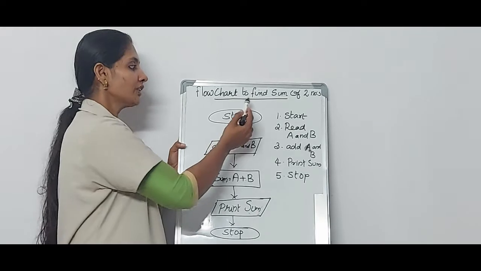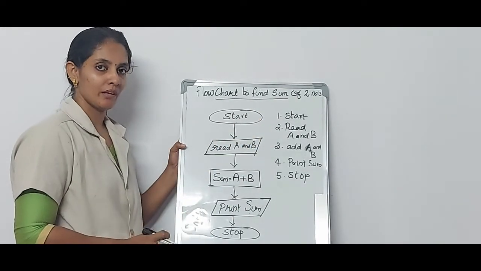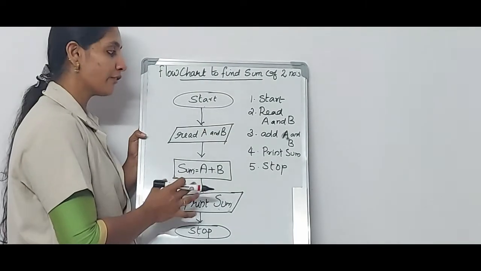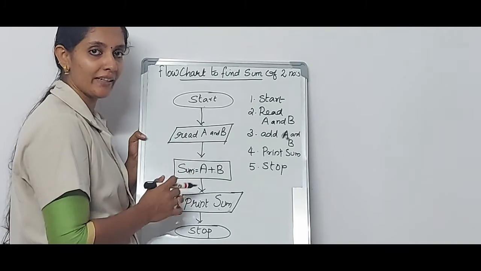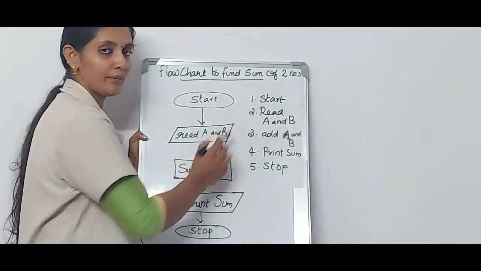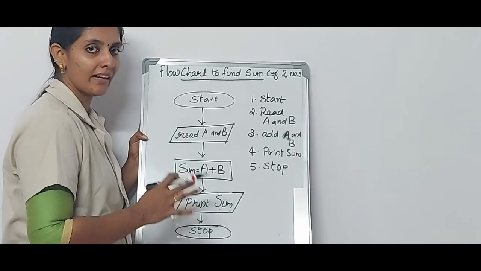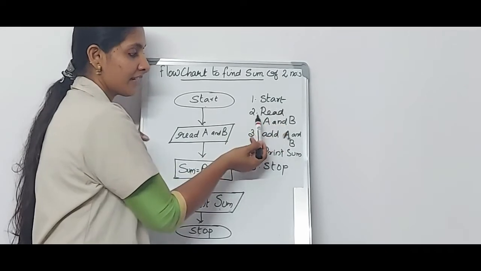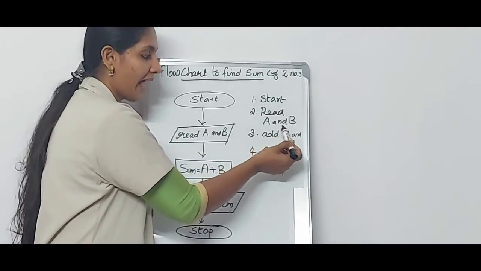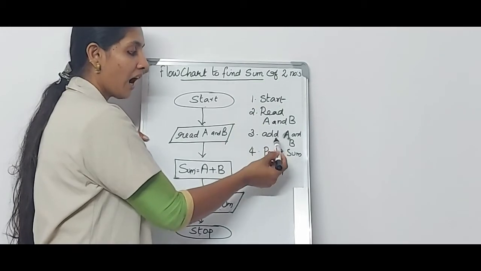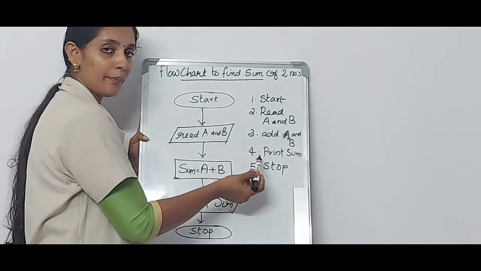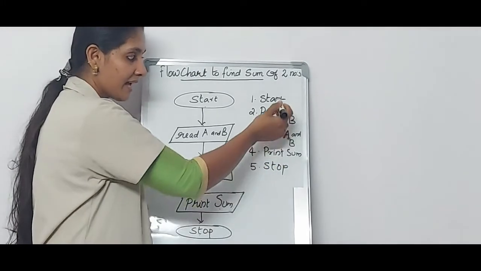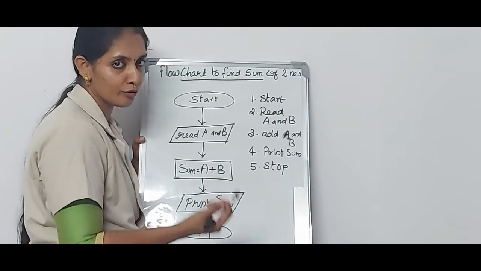Next, flowchart to find sum of two numbers. Before drawing the flowchart, we have to write algorithm for finding sum of two numbers. This is the algorithm to find sum of two numbers that I have already given in the last class. The first step is start. Second step, read two numbers A and B. Then third step, add A and B. Fourth step, print sum. Then fifth step, stop. This is the algorithm to find sum of two numbers.